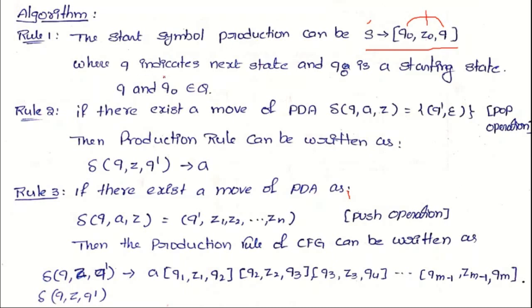So here Q indicates the next state and q naught is the current state or starting state. So here q naught is the starting state and q is the next state when the top of the stack is z naught. So this is the starting symbol related production rule. So this is rule 1 to generate the starting symbol related production rule.